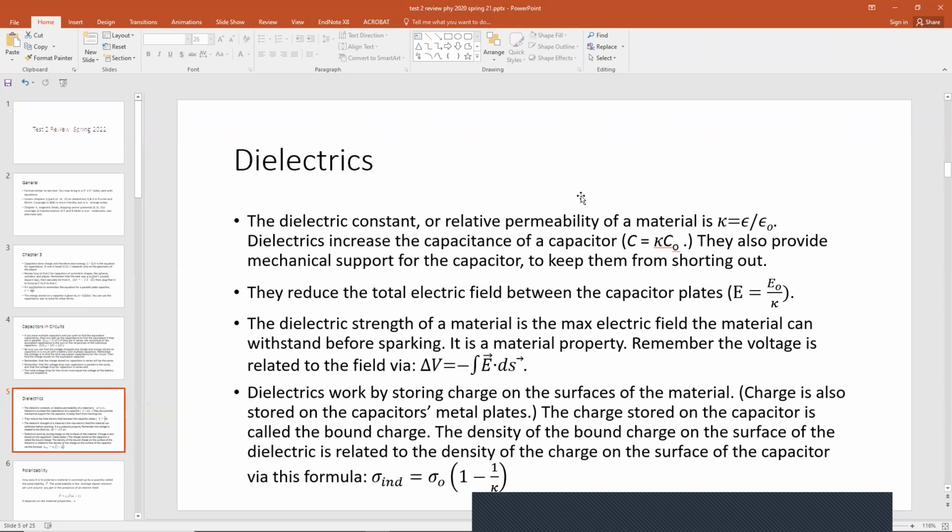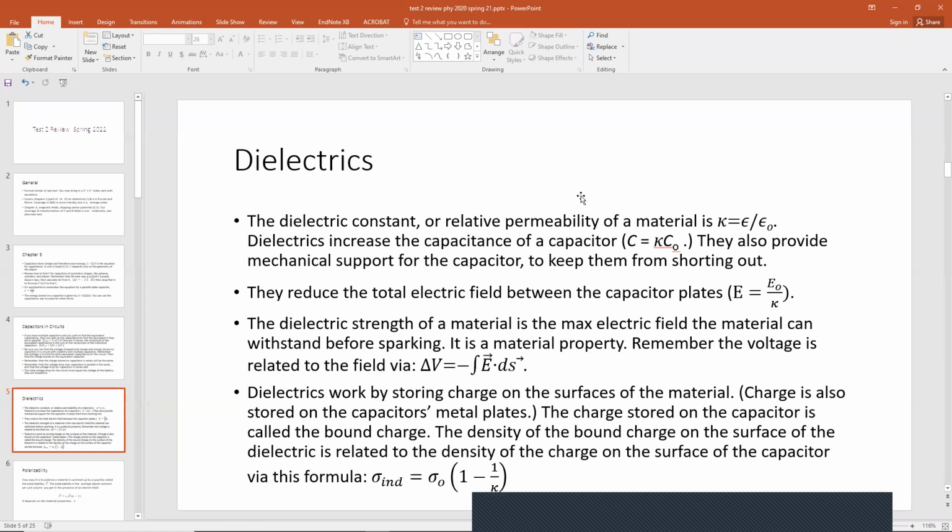They also provide mechanical support for the capacitor, and that helps keep it from shorting out, keeps the plates from touching. So they have a lot of advantages. One thing also that you need to remember is that when you put a dielectric in there, it reduces the total electric field between the capacitor plates by the dielectric constant. So E is equal to the field without the dielectric in there, E naught, divided by kappa, the dielectric constant.